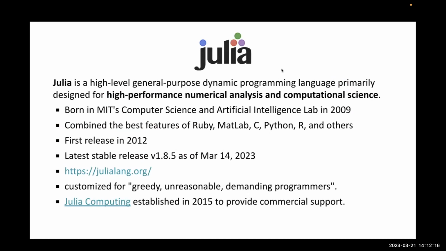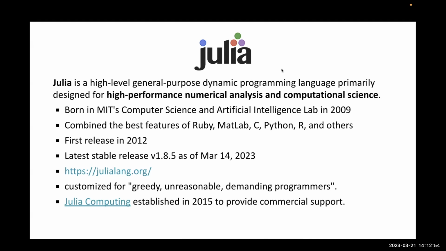High level means it's not like assembly language or punching cards, which is what you compare to programming languages from 50, 60, even 70 years ago. It was born in MIT's Computer Science and Artificial Intelligence Lab in 2009. So it's relatively new compared to Fortran, which is from the 1950s, 60s. This one is brand new. It's working beautifully, and it combines the best features of Ruby, MATLAB, C, Python, R, and many others.